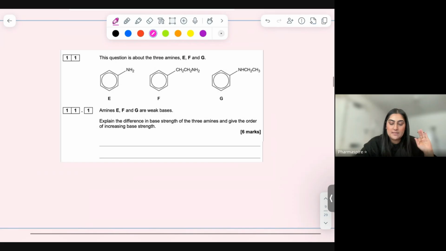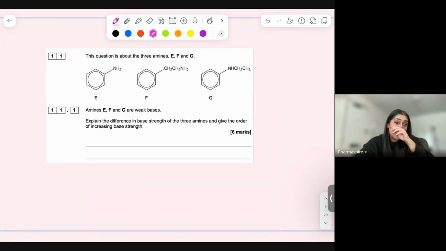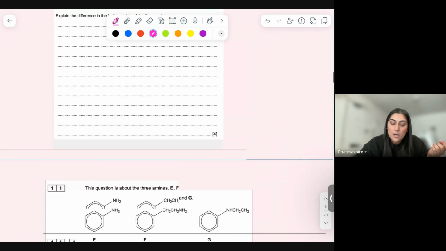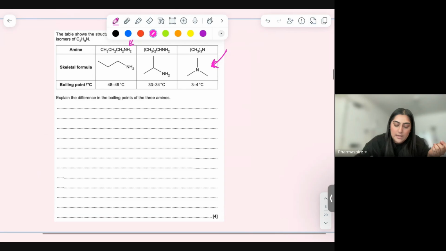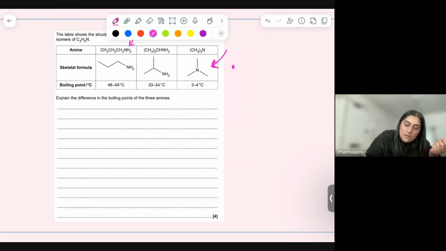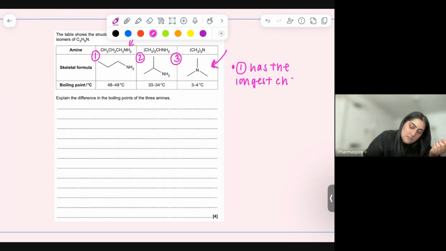Right, so let's talk about basicity. I think AQA is probably going to get this year. Even OCR, actually, it's freeway. Yeah, I'll bullet point it for you. I'm just going to name them 1, 2, and 3 because it's going to take me ages to do it, okay? So 1 has the longest chain, more surface contact points.